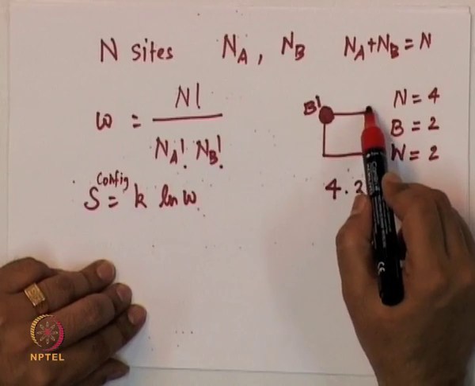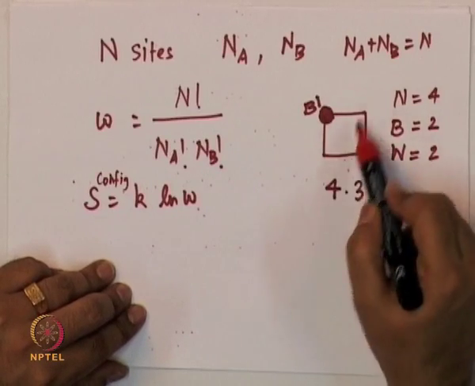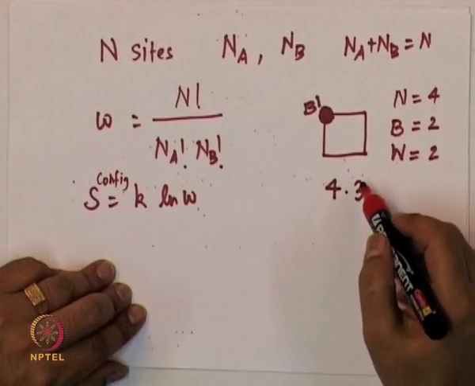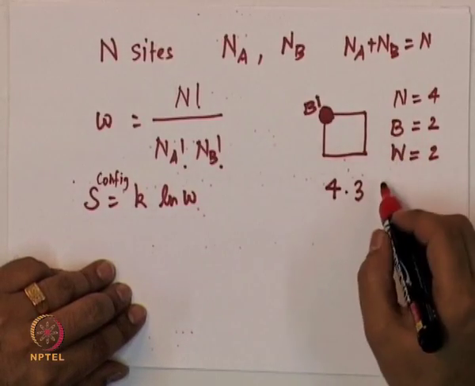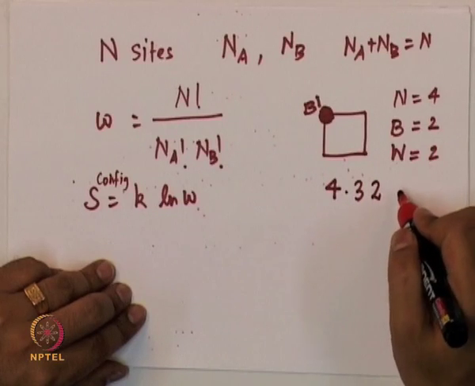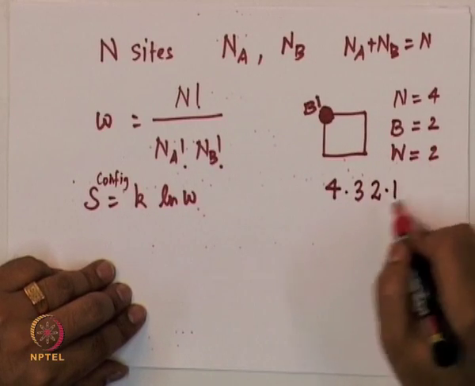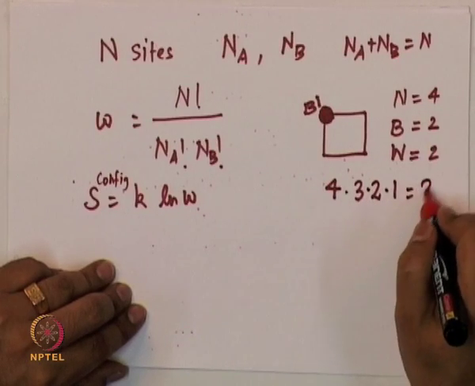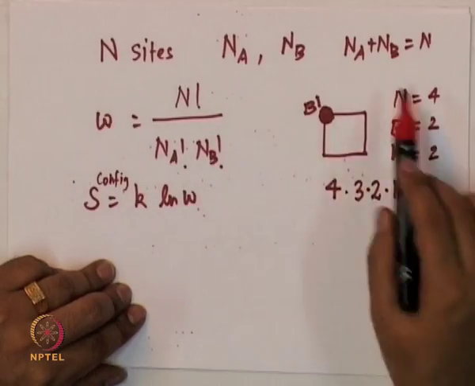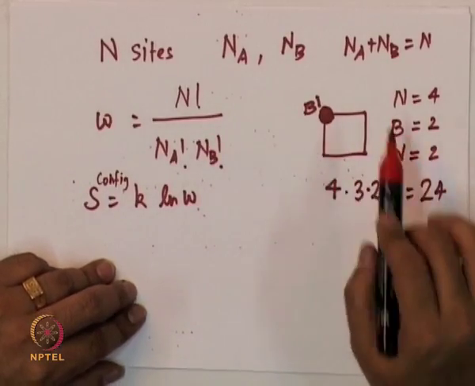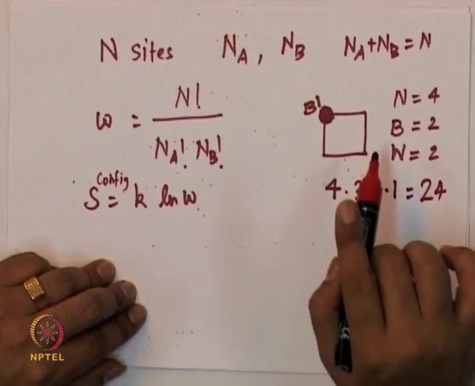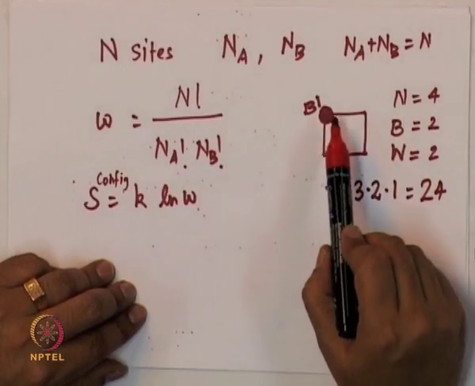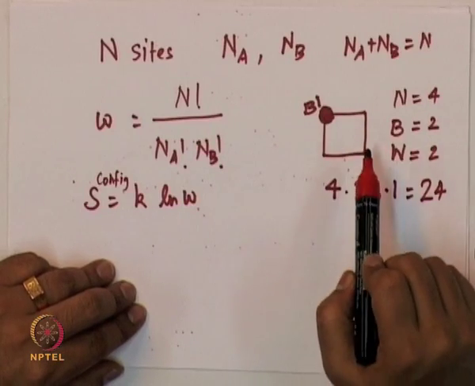Suppose I also take B2 to be on one of the sites, then I am left with 2 sites, so there are 2 atoms. They have 2, and for the last one there is only 1. So, 1 into 2 into 3 into 4, that will be 24. So, 24 is the actual number of ways in which you can distribute, but we are going to assume that we are not going to distinguish between B1 and B2.